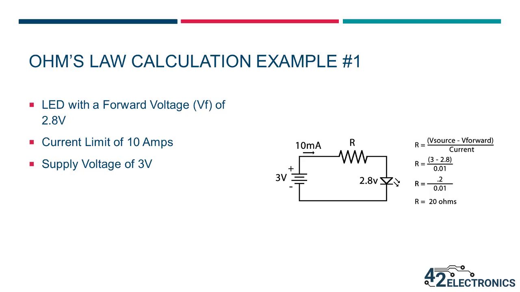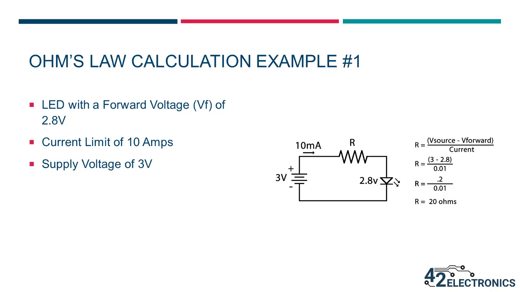With a current limit of 10 milliamps and a supply voltage of 3 volts, the formula you would use is resistance equals the supply voltage minus the LED's forward voltage divided by the desired current in amps. Start by subtracting the LED's forward voltage of 2.8 from the supply voltage of 3, and then dividing that by 10 milliamps, or 0.010 amps.